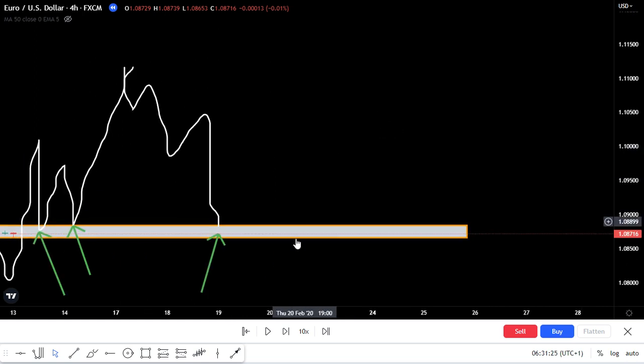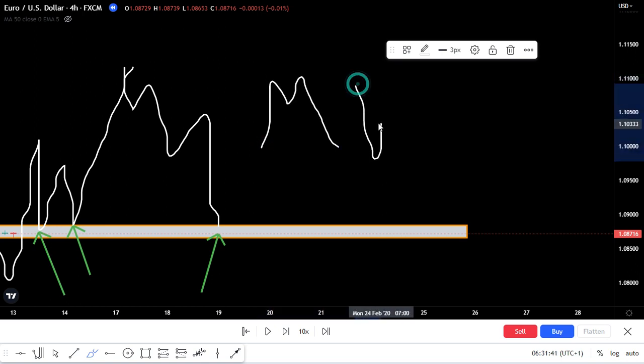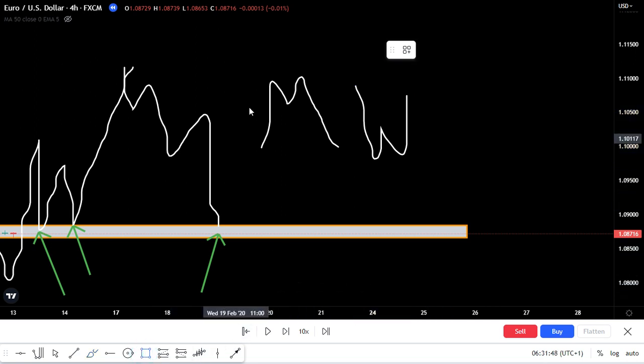In the next video, I'm going to be showing you some of my favorite patterns that I trade and that I feel are the best. But the one I'm going to be sharing today is one of my favorites, which is the double top and double bottom. The reason why I love this pattern is that it always happens, and it's more accurate and easy to trade.